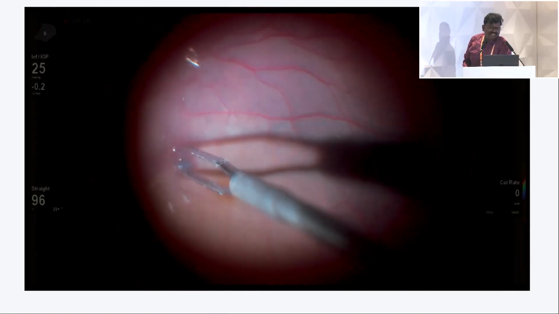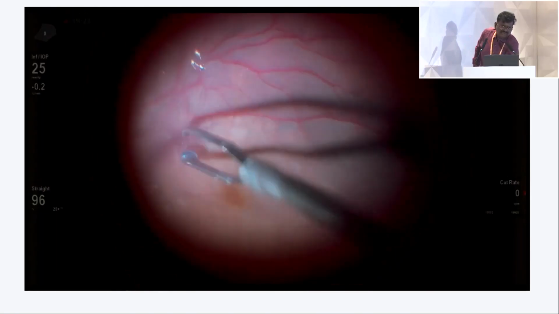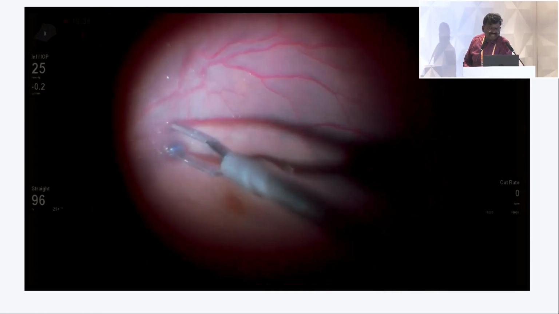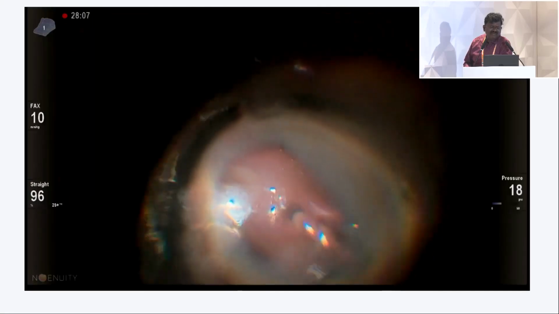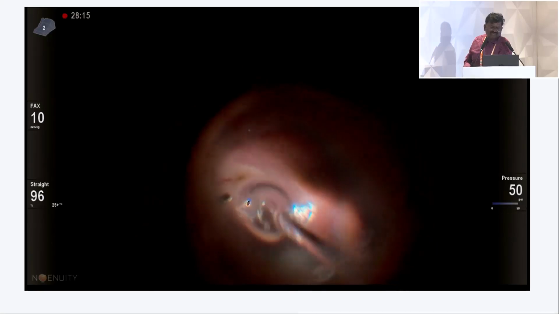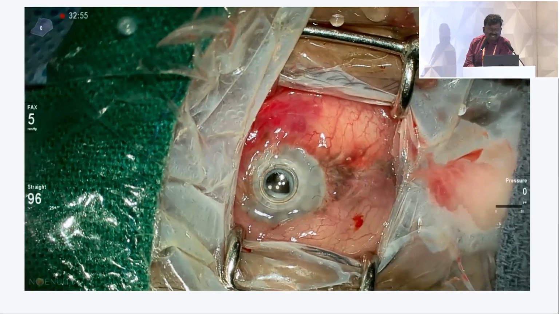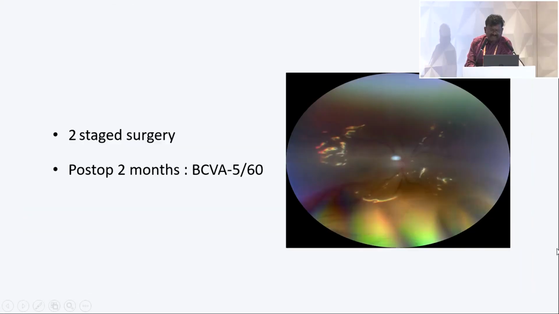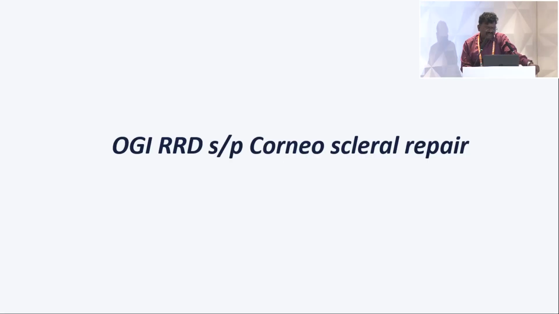In most of these cases, we peel the ILM, and by doing this we ensure two things. We remove the vitreous, and in most of the cases epiretinal proliferation after the surgery is avoided. This is the end of the first stage, and then we go for the second stage where we replace that with oil. This is after 2 months. The BCVA is 5/60, and that is fairly good enough for the patient.